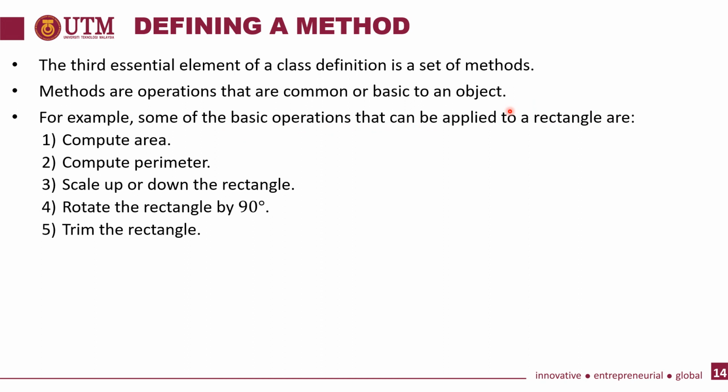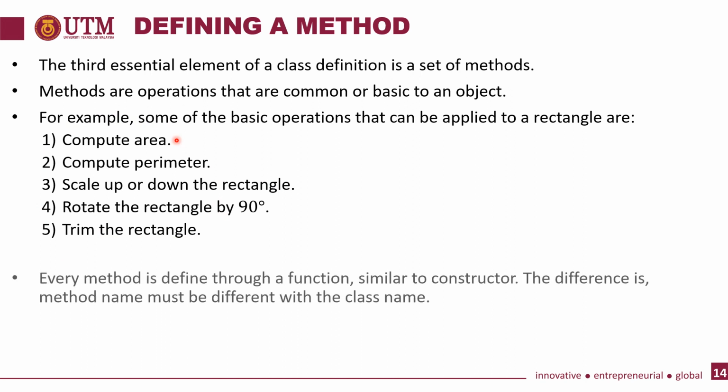rectangle, based on our rectangle example, some of the operations that you can apply are: you can compute the area, you can compute the perimeter, you can scale up or scale down the rectangle shape, or you can rotate the rectangle, and maybe you can also trim the rectangle. These are some of the basic operations that you can do with your myRectangle class. Every method is defined through a function similar to a constructor, but the difference is every method name must be different from the class name.